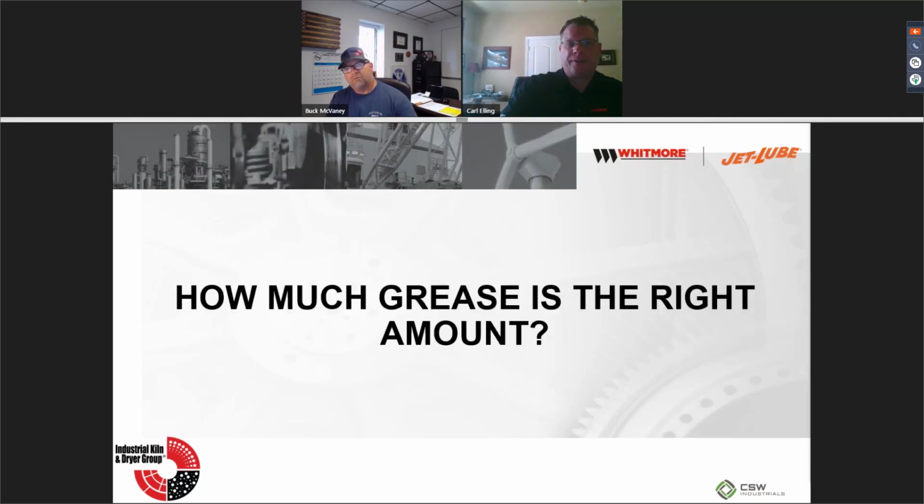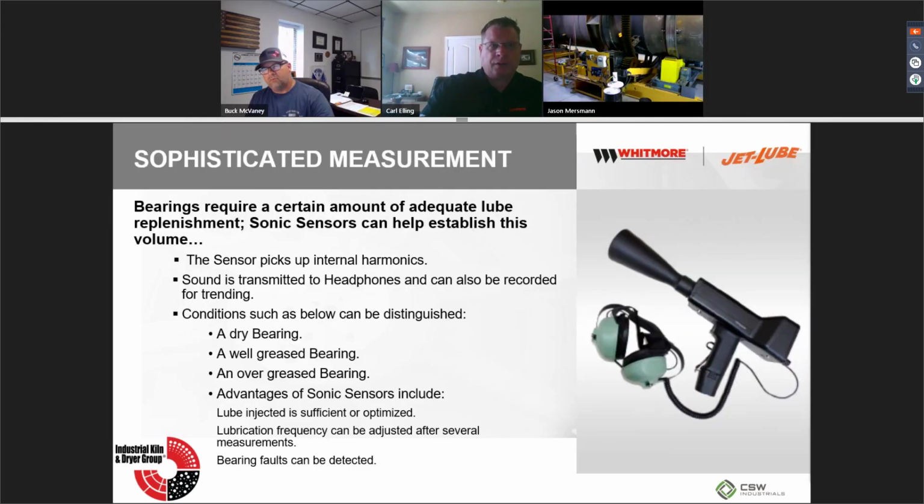Then, here we go. How much grease do we actually put into this thing, and what's the right amount? So there's ways of doing this. You can use a sonic sensor, which some people can buy, and others may not have a budget for them because they're not cheap. You also need to be trained on how to use it and what to listen for. But it's a great tool to optimize how often the lubricant needs to be greased for your application specifically.